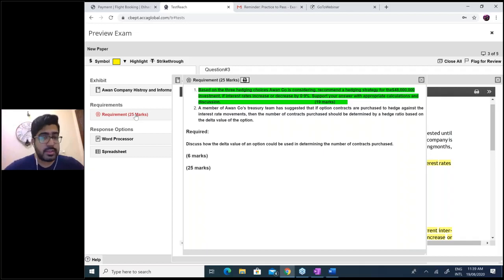So based on 3 choices that Avan is considering, recommend a hedging strategy. You need to solve all 3, FRAs, futures, options, and then recommend. And see if interest rates increase or decrease by 0.9. There are 2 cases: interest rates increase, decrease. Okay.